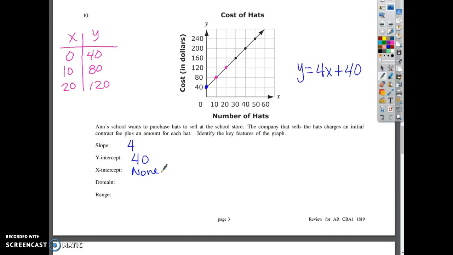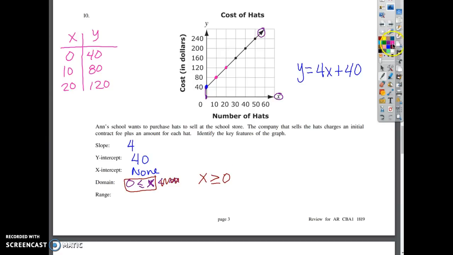Okay? The domain. What is the leftmost point on the x, the leftmost point? 0, all the way to what? Infinity. No, it's not all real numbers because it doesn't go to the left forever. It only goes to the right forever, so we cross out the infinity part. It's only this, and you can flip it. It's x greater than or equal to 0.